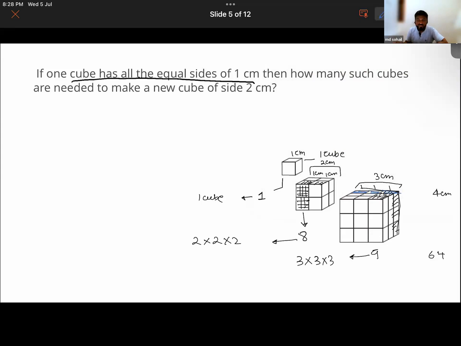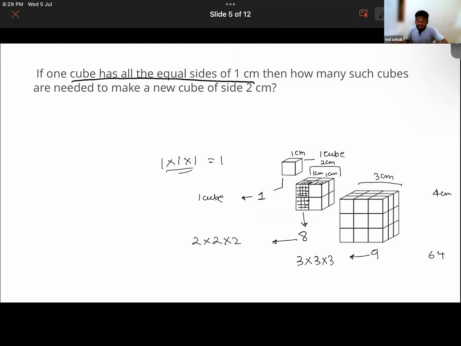Excuse me, sir. Is there no arrangement in cube 1? There's only one cube here, no? Okay. See, 1 multiplied by 1 multiplied by 1. It's simply one cube here.